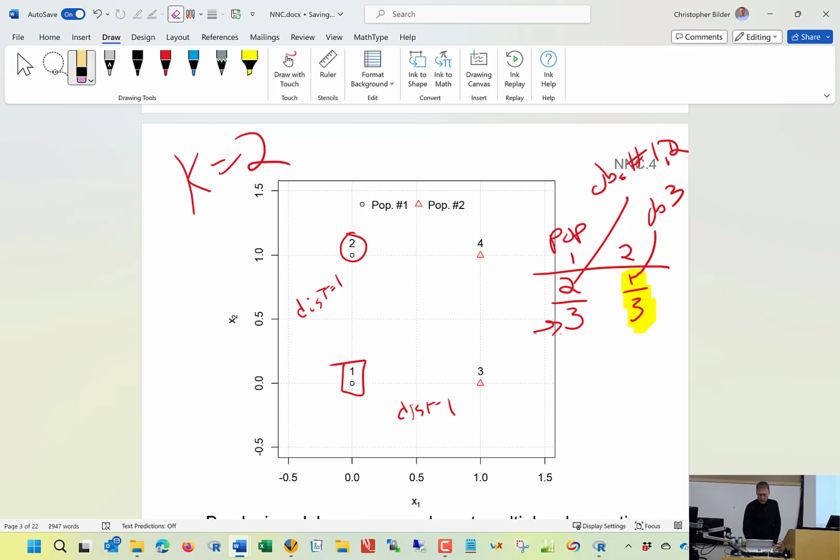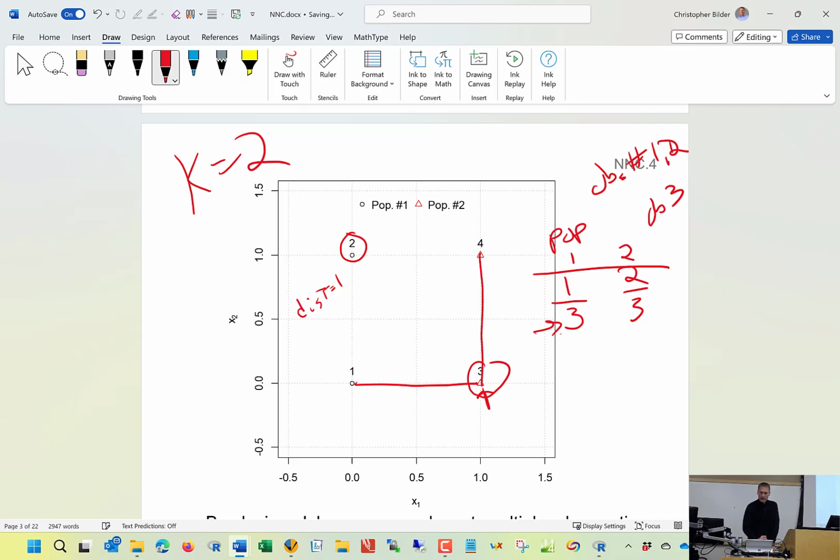And so we can just do one other quick example here. Let's say I'm interested in observation 3. In that particular setting, observation 3 is population 2. Then I have the tie between 1 and 4, and 4 is population 2. That's why I have a 2 there.